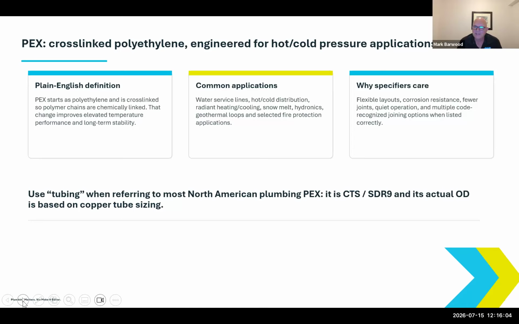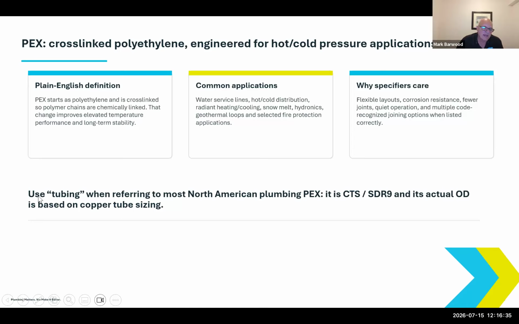Why do specifiers care about specifying cross-linked polyethylene? It allows for very flexible layouts. It's corrosion resistant. There are way fewer joints, so fewer leak opportunities. It has much quieter operation than copper because it's not rigid. And joining options are also way more; we have way more joining options than copper would have.